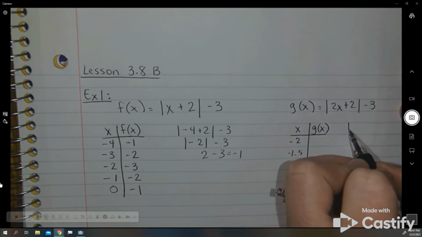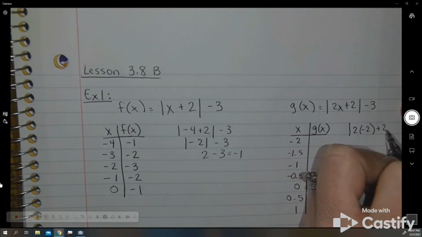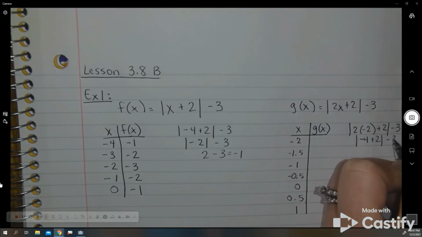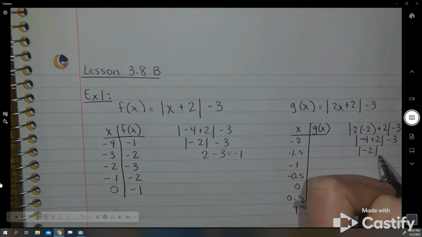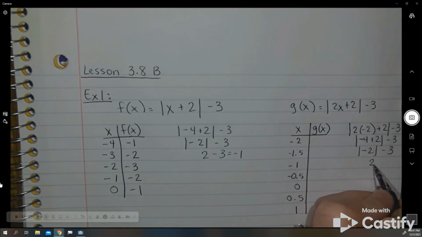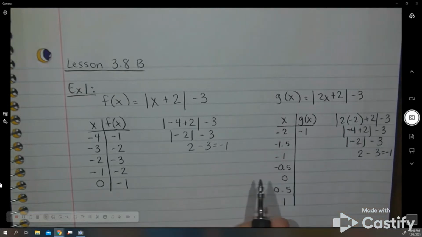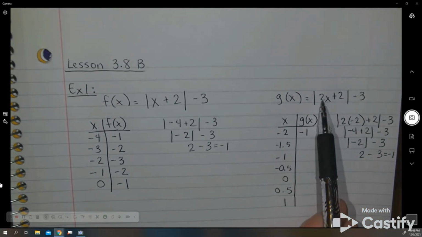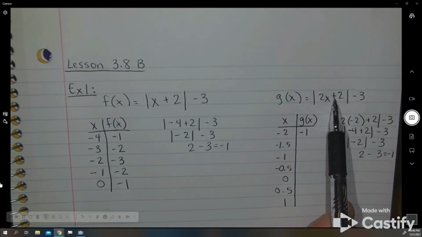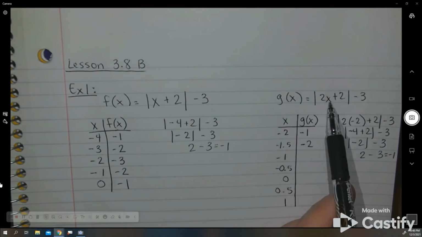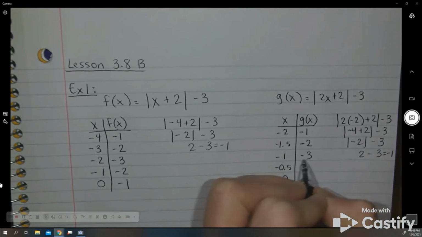If I plug it in here, 2 times -2 plus 2, minus 3. So 2 times -2 is -4, plus 2 in our absolute value. -4 plus 2 is -2. The absolute value of -2 is 2, minus 3 is -1. Then -1.5 times 2 is -3. -3 plus 2 is -1. The absolute value of -1 is 1. 1 minus 3 is -2. 2 times -1 is -2. -2 plus 2 is 0. 0 minus 3 is -3.